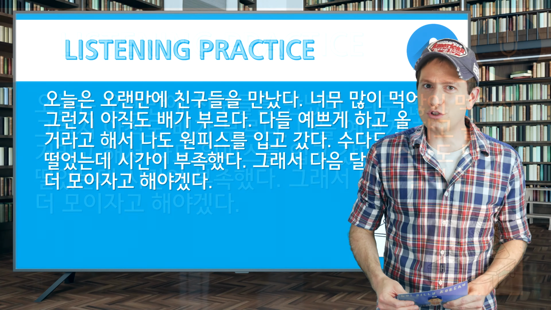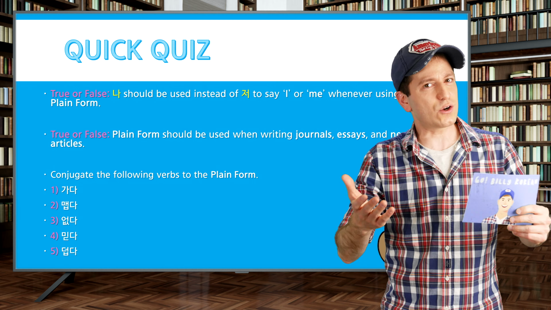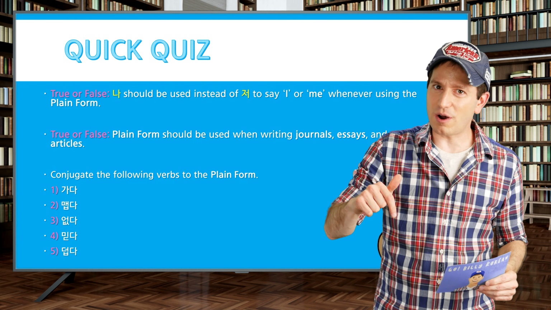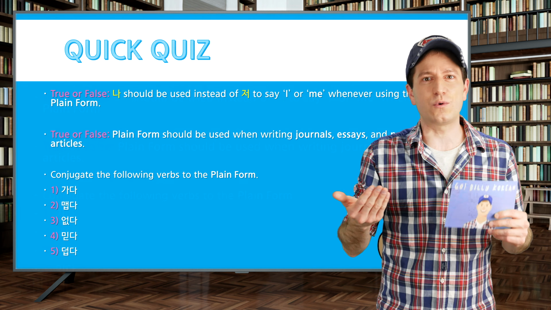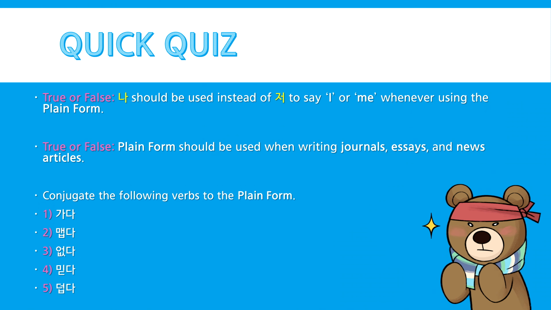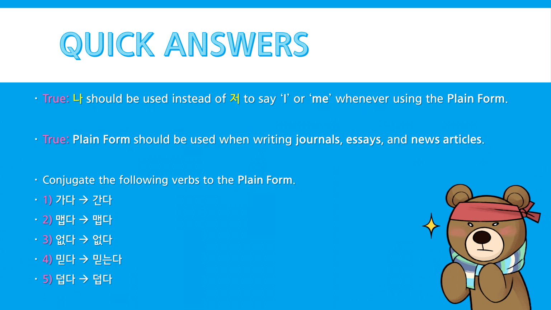Before we go on to our notes for this lesson, try to solve these quick quiz questions on your own. You can pause the video here and then unpause it when you're ready for the answers. Here are the answers. The first one is true. 나 should be used instead of 저 to say I or me whenever using the plain form. And the next one is also true. Plain form should be used when writing journals, essays, and news articles.